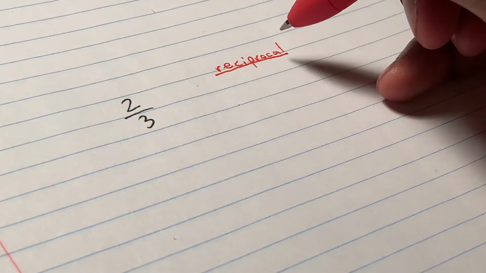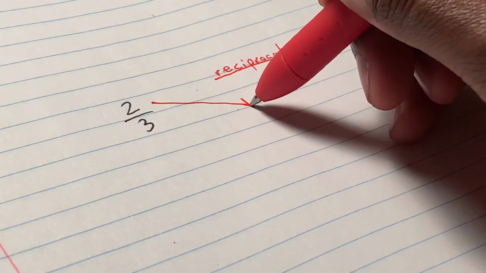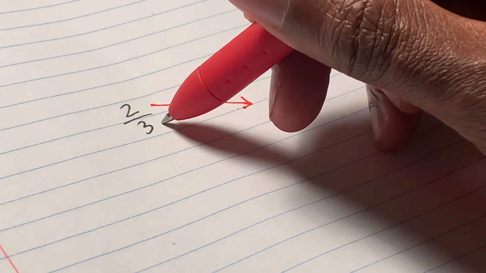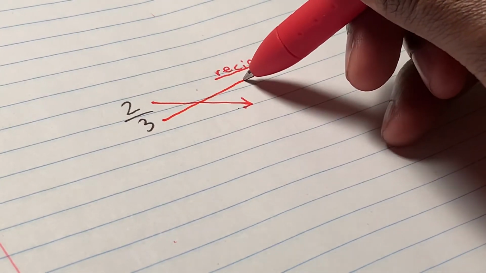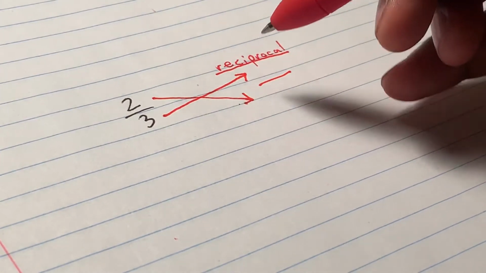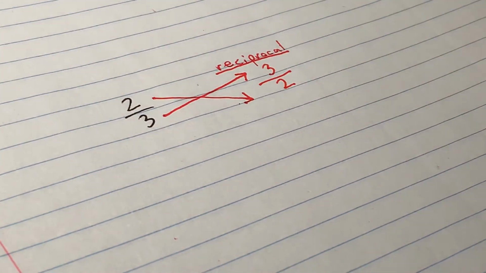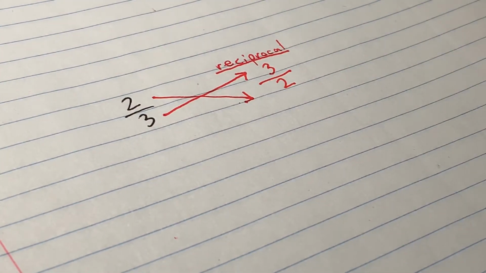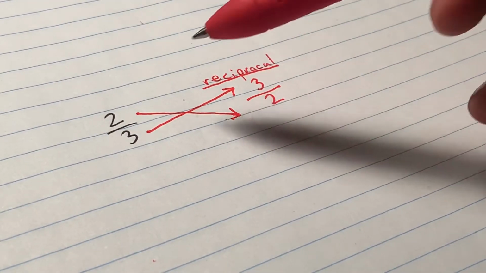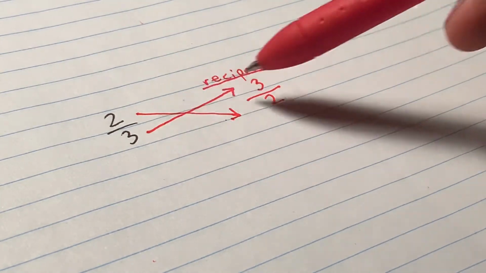Reciprocal means that the numerator drops below the fraction bar and the denominator goes above the fraction bar. Essentially, I'm flipping this fraction, and now it becomes 3/2. Another word for flipping is inverting. You inverted the fraction. So that's what reciprocal means. It means taking a fraction and flipping it. The numerator becomes the denominator, and the denominator becomes the numerator.